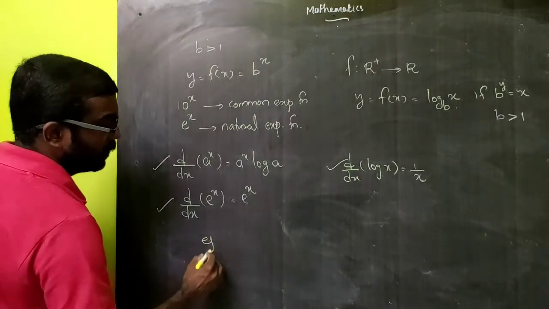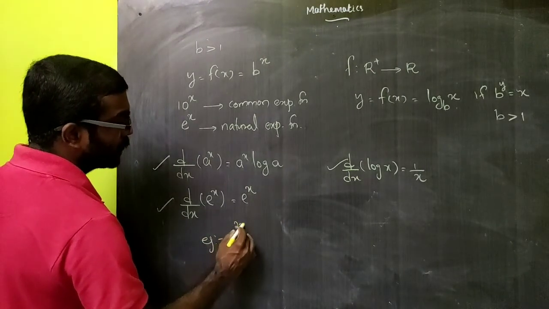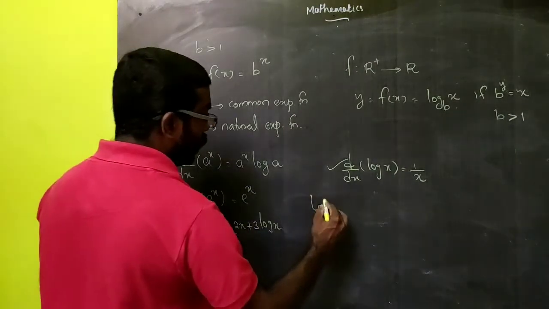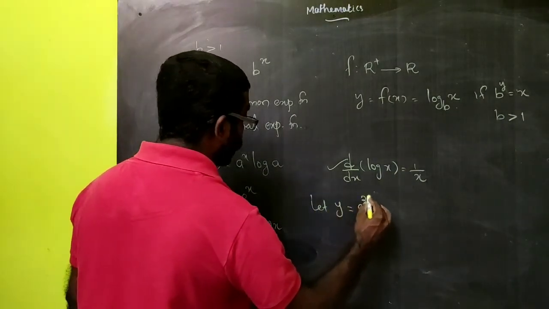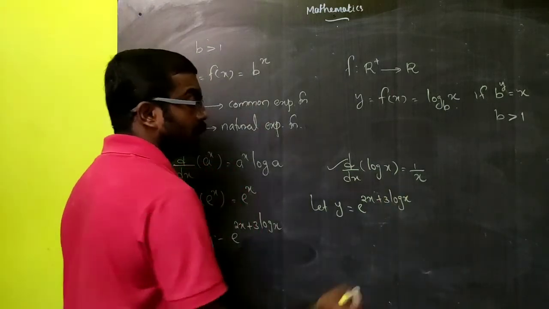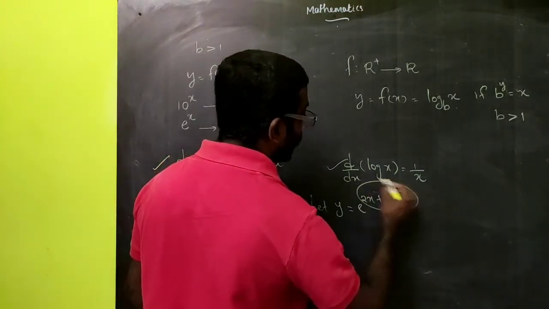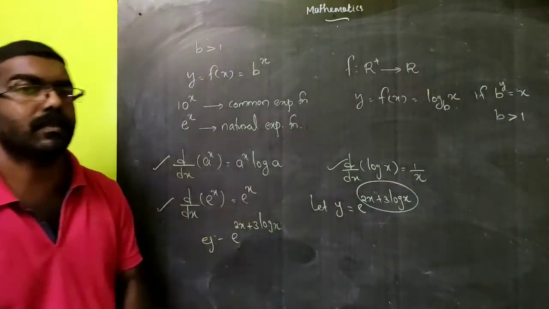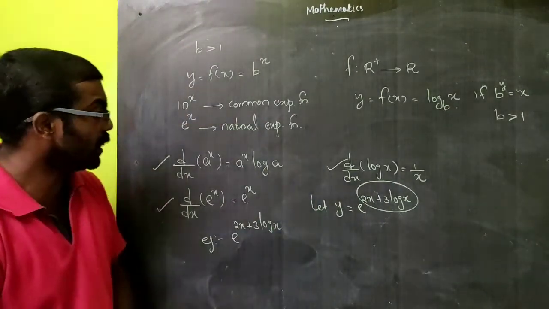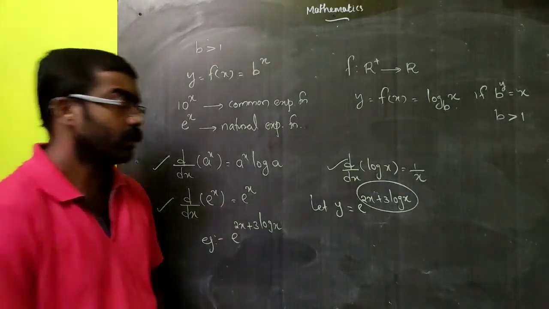Differentiate e raised to 2x plus 3 log x with respect to x. So let y is equal to e raised to 2x plus 3 log x. This power we can take as x, assume it as x. Now we can apply the chain rule. The derivative of e raised to x is e raised to x itself.